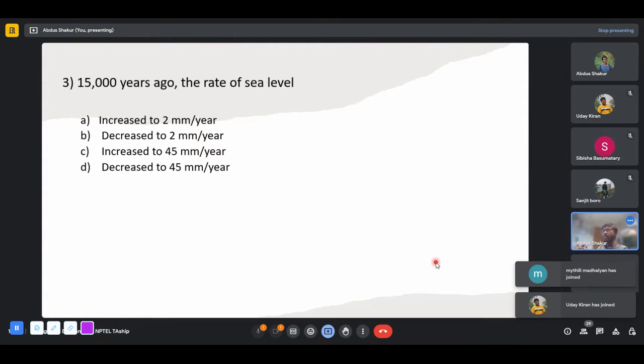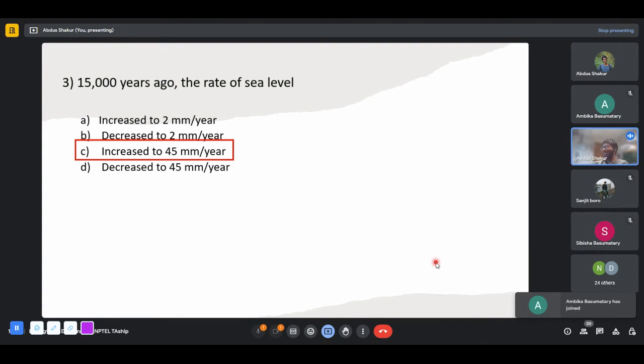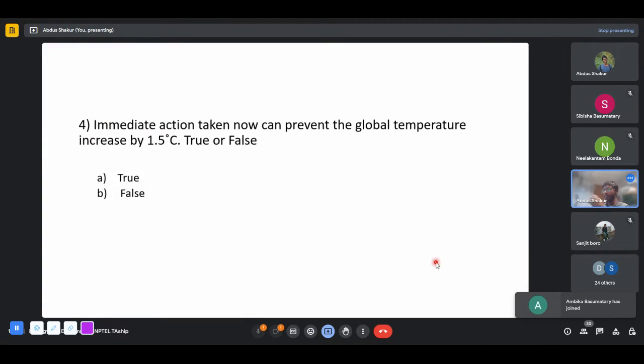Going to the third question: 15,000 years ago, has the rate of sea level increased or decreased? And if so, how much has it changed? The rate of sea level 15,000 years ago increased to 45 per year. It was increasing. So it's not like the sea levels are rising only these days. The sea levels have risen in the past and have fallen down. That's what we are trying to say here. 15,000 years ago, the sea levels rose by 45 millimeters per year.